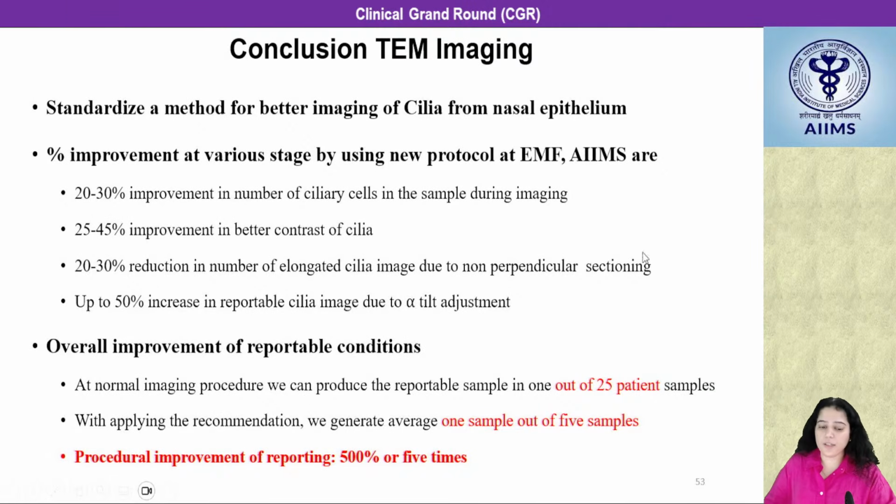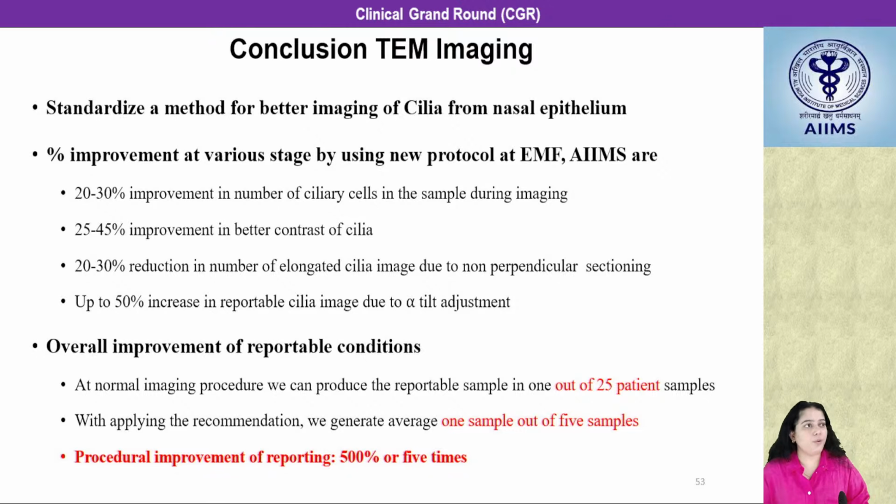So the conclusion is we have standardized the method for better ciliary imaging using nasal epithelium. We have made various improvements at various stages. 20 to 30% improvement has been made during sample preparation and imaging. 25 to 45% improvement is in the better contrast of cilia, so that we can get good images. 20 to 30% reduction in the number of elongated cells, so that we are getting more and more perpendicular cilia, and up to 50% increase in the reportable cilia images due to alpha tilt adjustment.